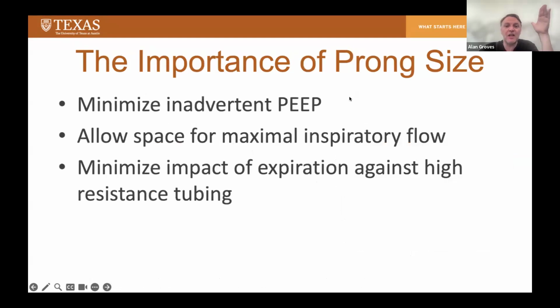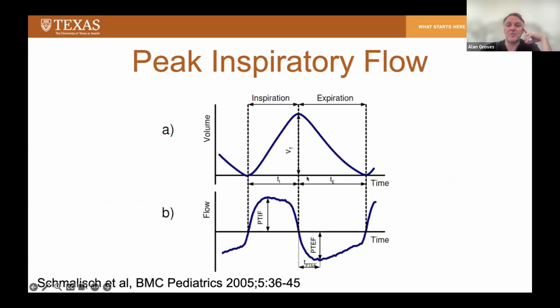That prong size really, really matters. The prong size really matters for 3 reasons. Number 1, to minimize the inadvertently high PEEP. Number 2, we need to have the prongs with some leak around them in case we're not putting enough flow through the prongs to meet the baby's maximal inspiratory flow. And we need to make sure that we leave some space around the prongs for the babies to breathe out, because the babies cannot breathe out through the prongs. The pressure is too high in that setup. They have to breathe out around the prongs. And Kelsey's going to go into that in more detail.